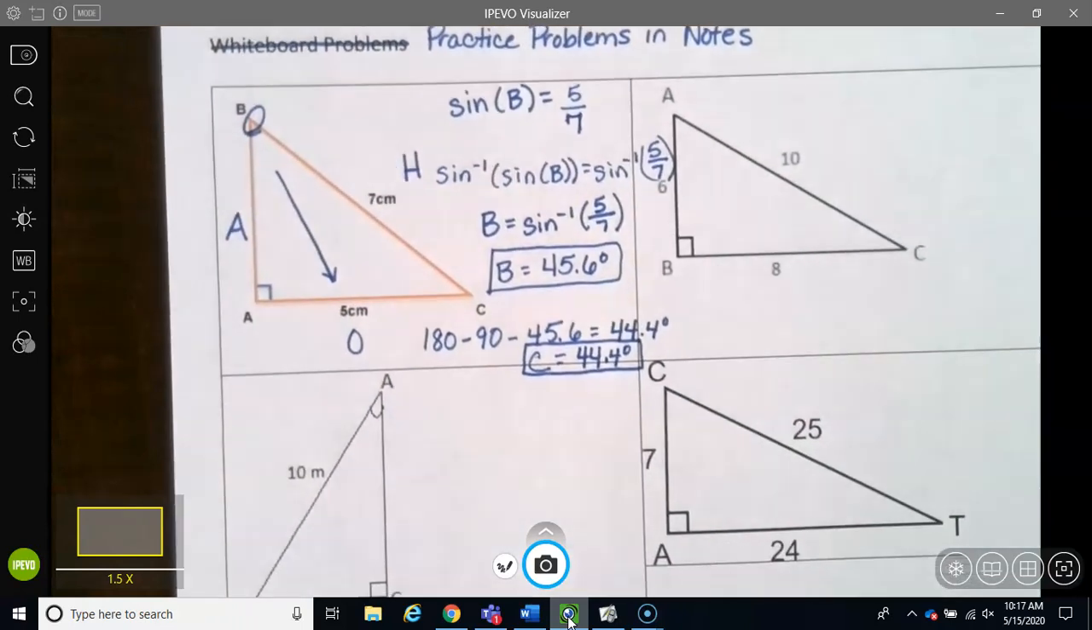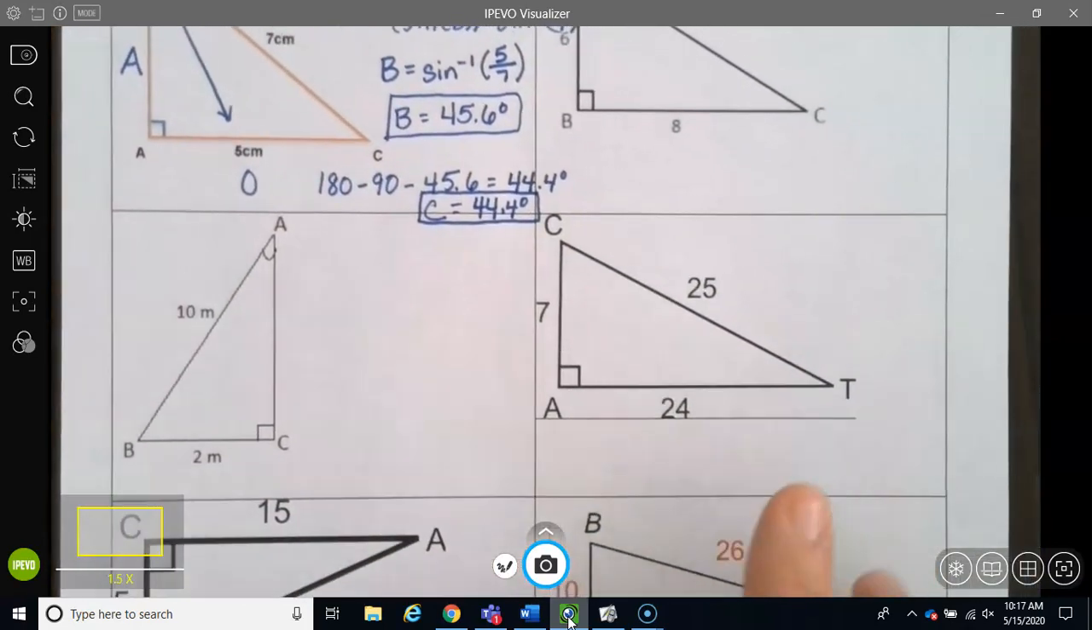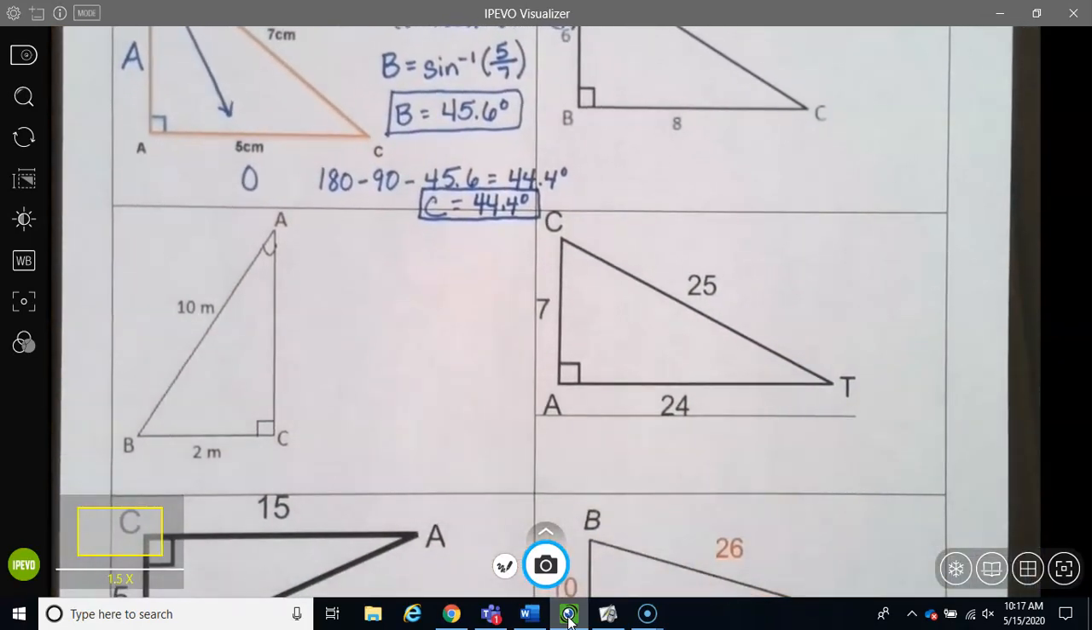Next, I'm going to kind of just alternate going diagonally. I'm going to go to this next problem here. Now in this one, they actually gave us all three sides. So let's pick an angle that we need to find. I'm going to pick angle T this time.